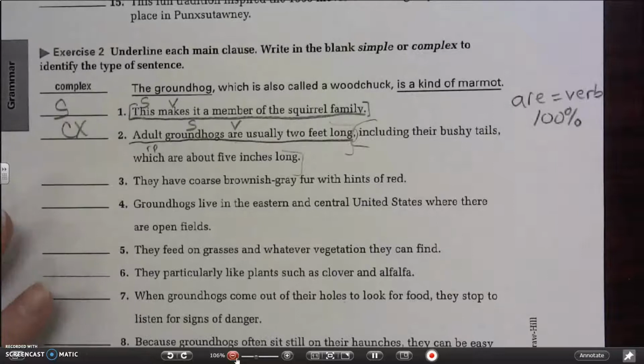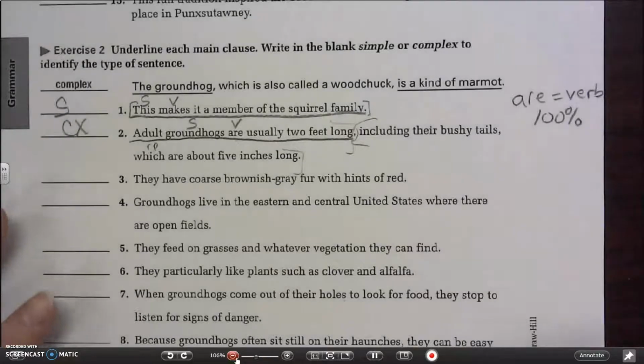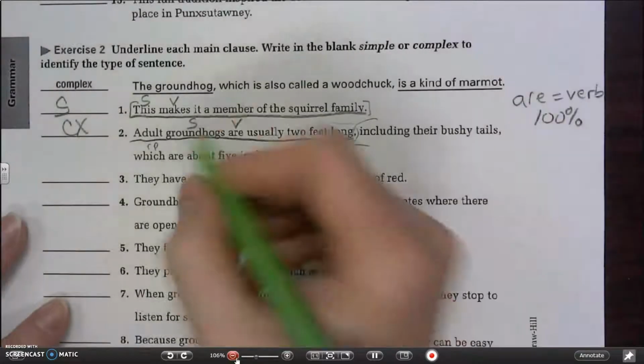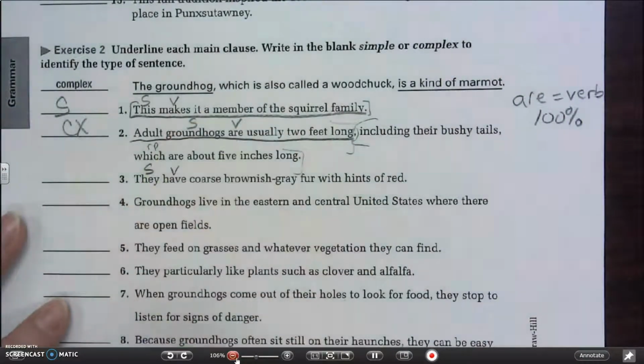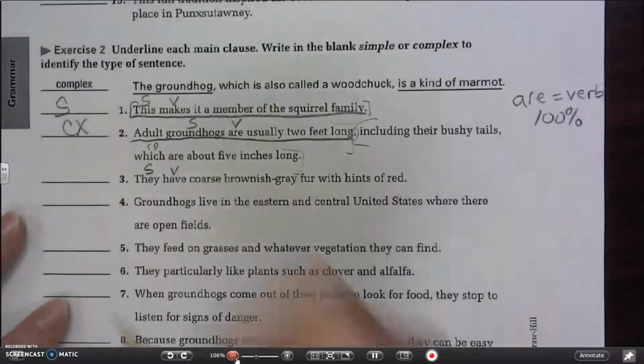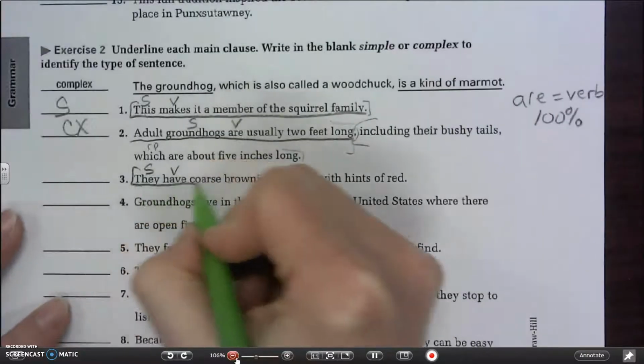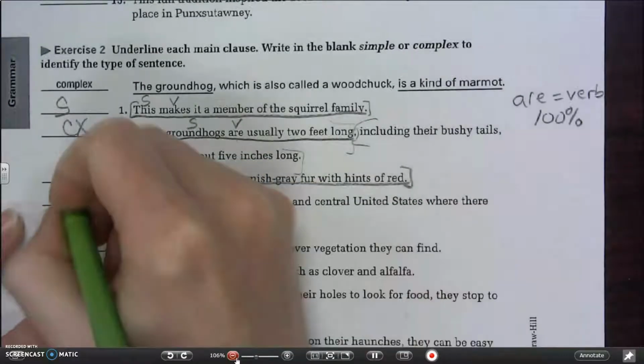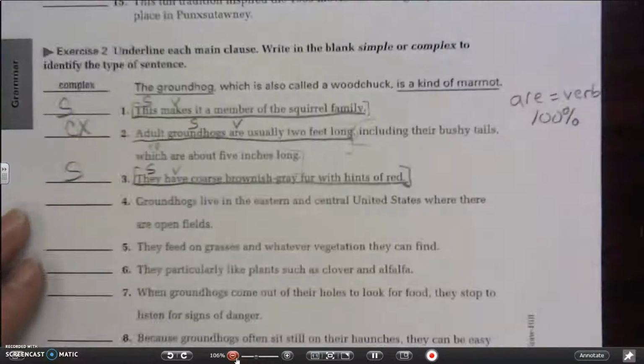So let's look at number three. They have crossed coarse brownish-gray fur with hints of red. It's they have, and I don't see any more. So if I only have one, the whole thing is my main clause, and it's a simple sentence.